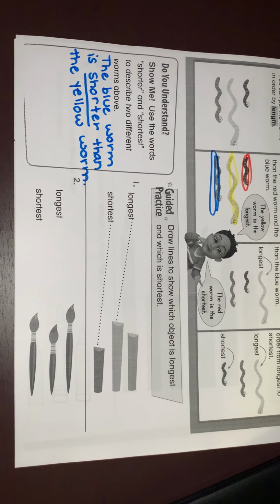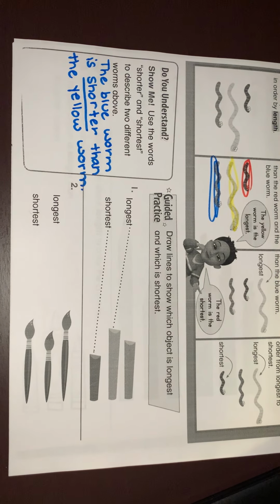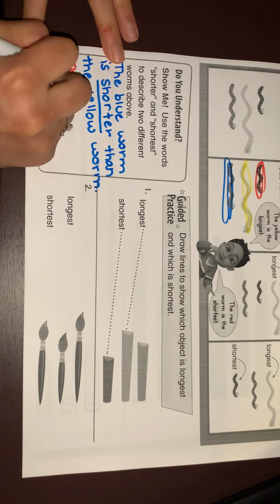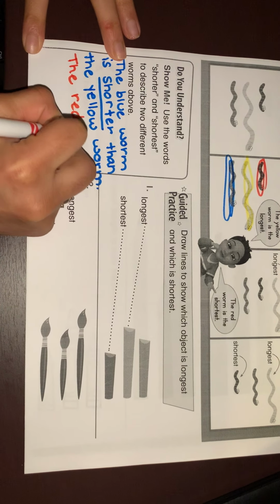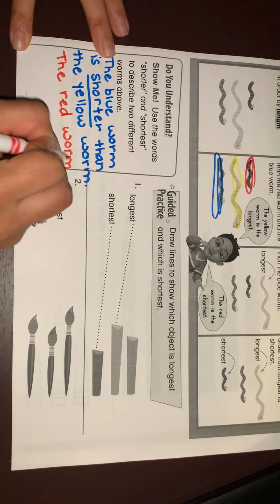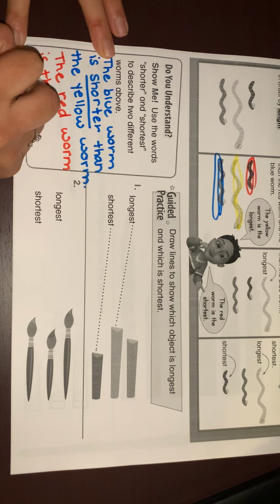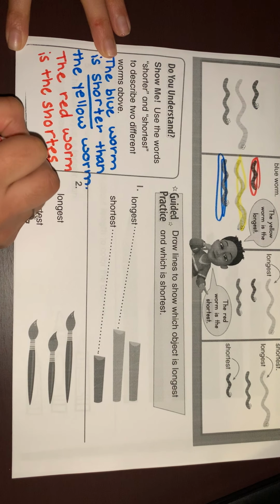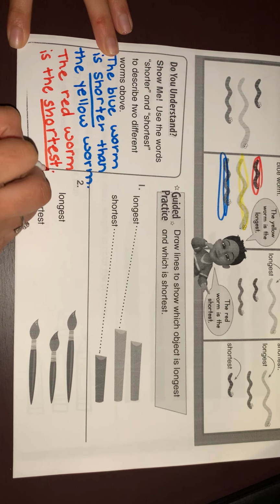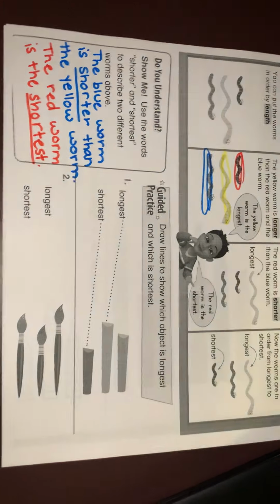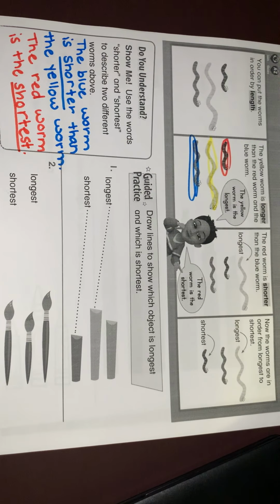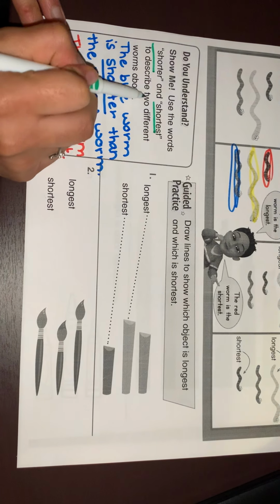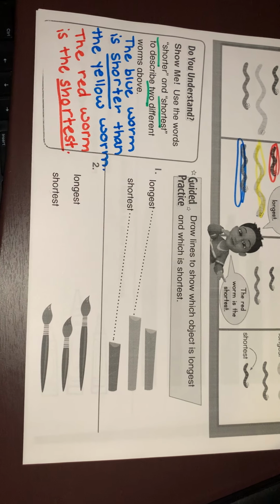So now I need to use the word shortest. So I'm going to say the red worm is the shortest because there's no other worm that's smaller than the red worm. And I'm just going to underline it. So we use the word shorter and shortest to describe two different worms.